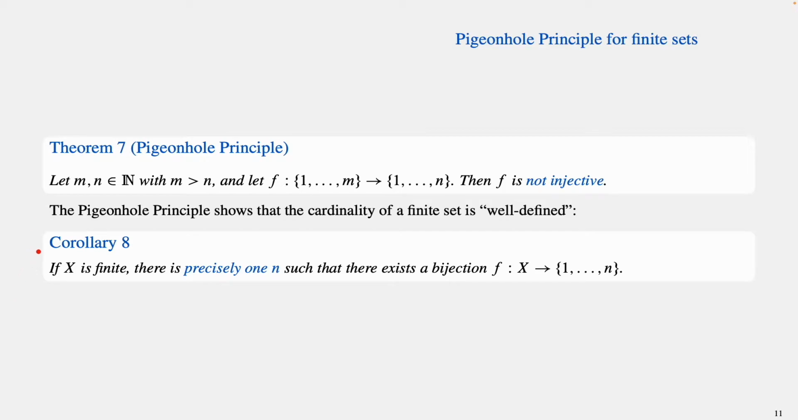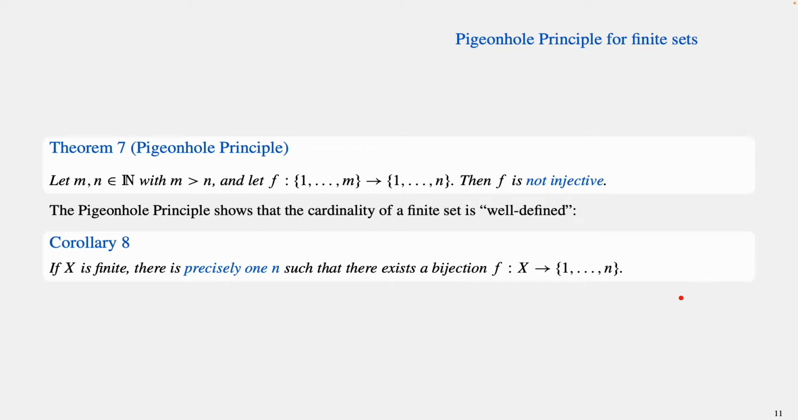And this is what I state here in Corollary 8. A corollary in this course usually denotes a consequence that can be quickly derived from a previously established theorem or proposition. If X is a finite set, it states, then there's precisely one n such that there exists a bijection f from X into the numbers 1 to n. And this n is the well-defined cardinality of X.